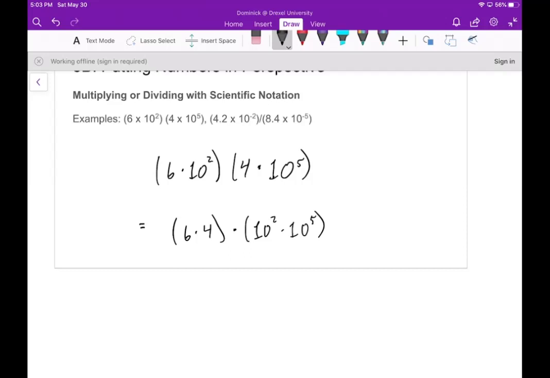Now, 6 times 4 is 24. And 10 squared times 10 to the 5th, if we just add those exponents, we're going to get 10 to the 7th. Now we're close. We just have to fix this 24. That just needs to go 1 spot to the left. So this is 2.4 times 10 to the 1st times 10 to the 7th. So finally, this will give me 2.4 times 10 to the 8th.